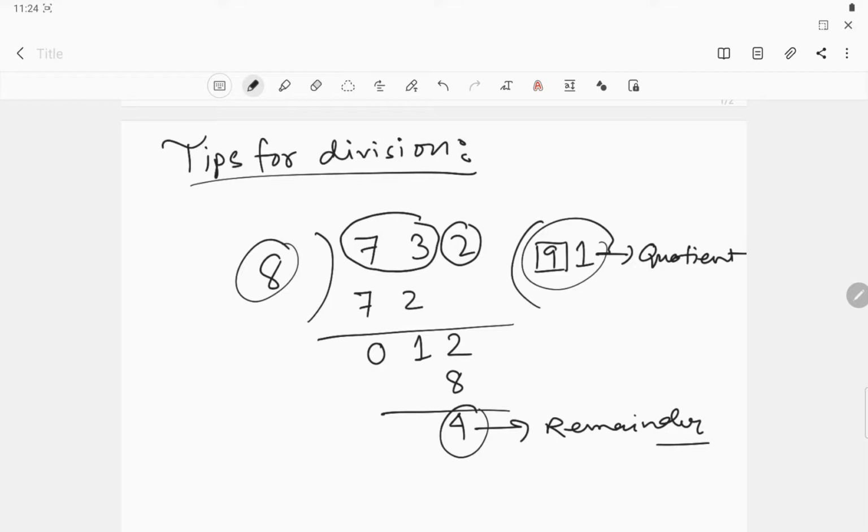So the tips are, first of all, if the first digit of the dividend is less than the divisor, then take the first 2 digits together. If this is also less than the divisor, then take 3 digits as the dividend, and you have to go in this way.